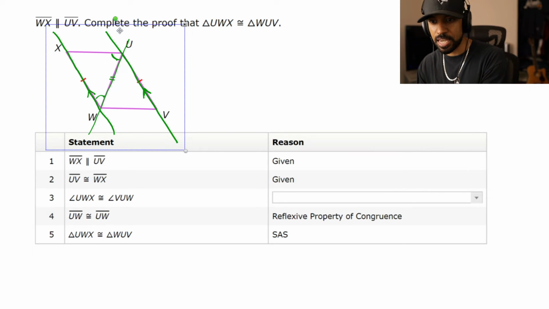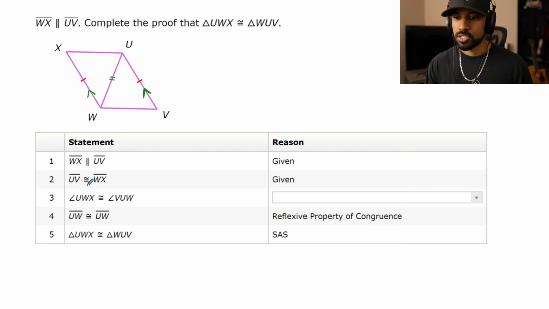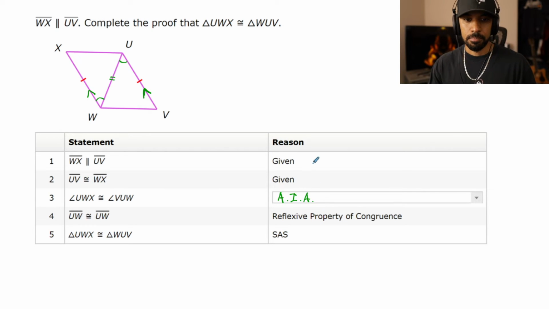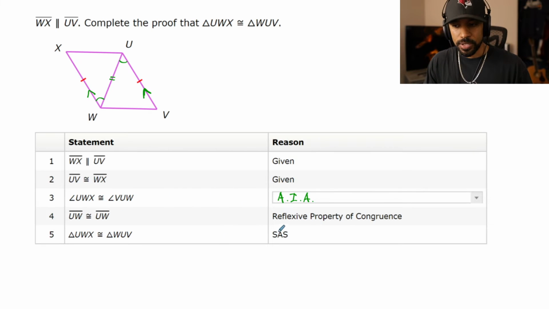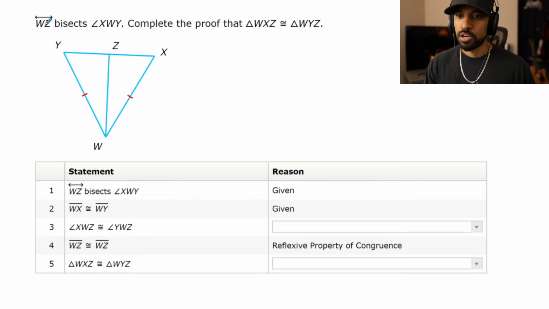Now they give you that statement, okay? But it's angle UWX is congruent to angle VUW because those are alternate interior angles, okay? Again, parallel lines. It's with parallel lines. They're congruent. And all the rest is built for you. That's great. So side angle side. You can see right there. Side angle side. All good. All right, moving on over.